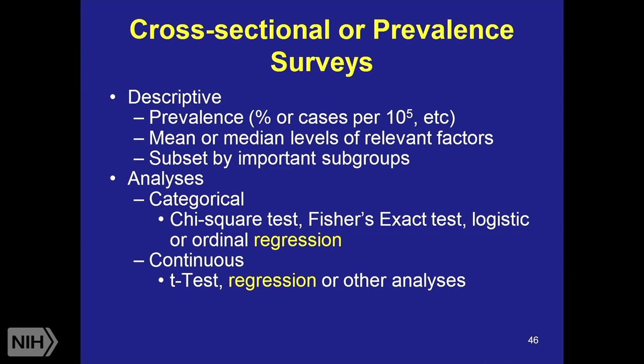So I might have some percent. They might talk about the prevalence. Sometimes they give you some number like 65 cases per 10,000 life years or something like that. You'll see different numbers, or per 10,000 people. The life years tends to be more with the incidence. You'll also see mean or median levels of relevant factors, and the descriptive information subset by important subgroups.